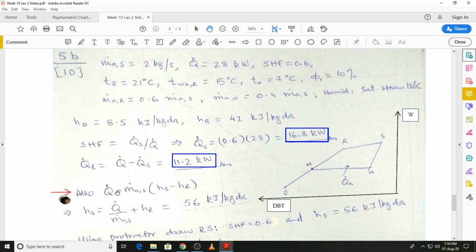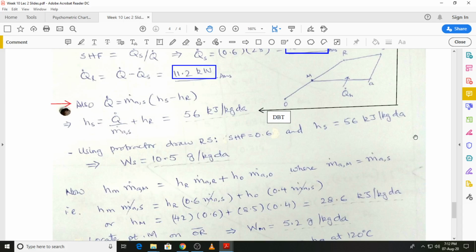and during this process RS, what we are showing is that there is energy loss from the conditioned space, and that total value is Q dot, which is given to us as 28 kilowatts. The mass flow rate of dry air at the supply condition is also given to us as 2 kilograms dry air per second, and the enthalpy difference between the two states will be HS minus HR. HR we have found earlier because we located state R, and then we can easily find the enthalpy HS, which comes out to be 56 kilojoules per kilogram dry air.